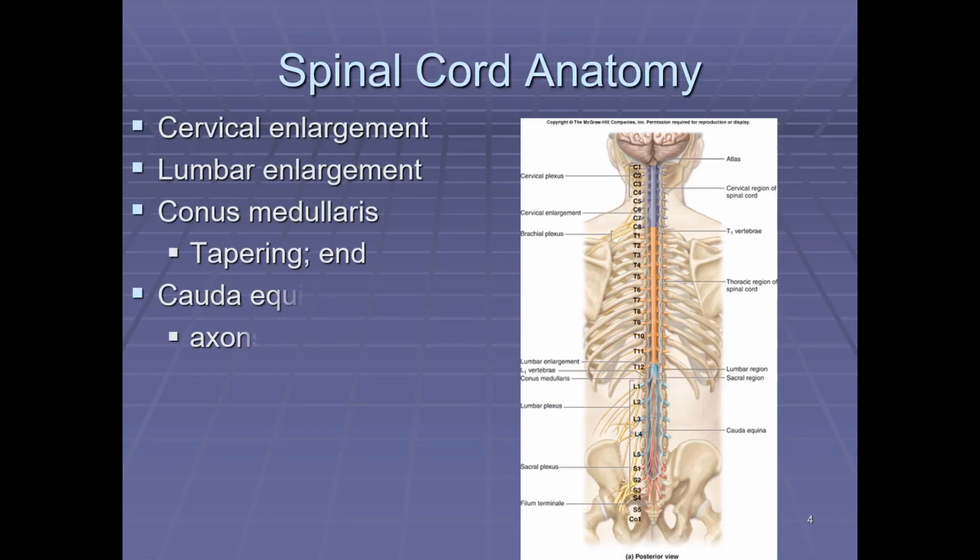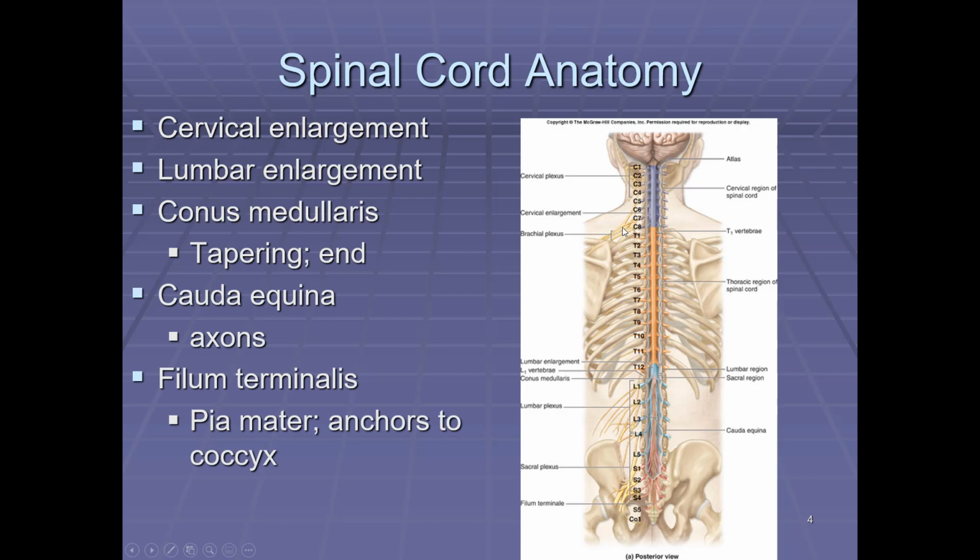Other external features of the spinal cord include 2 enlarged regions. It's kind of hard to see in this picture, but there's an area in the cervical region that's a little bit bigger, and the same thing in the lumbar region. That's because in those areas you get a lot of nerves coming off because of the limbs. The ones coming off the cervical enlargement tend to go more to the upper limbs, and the lumbar enlargement more to the lower limbs.